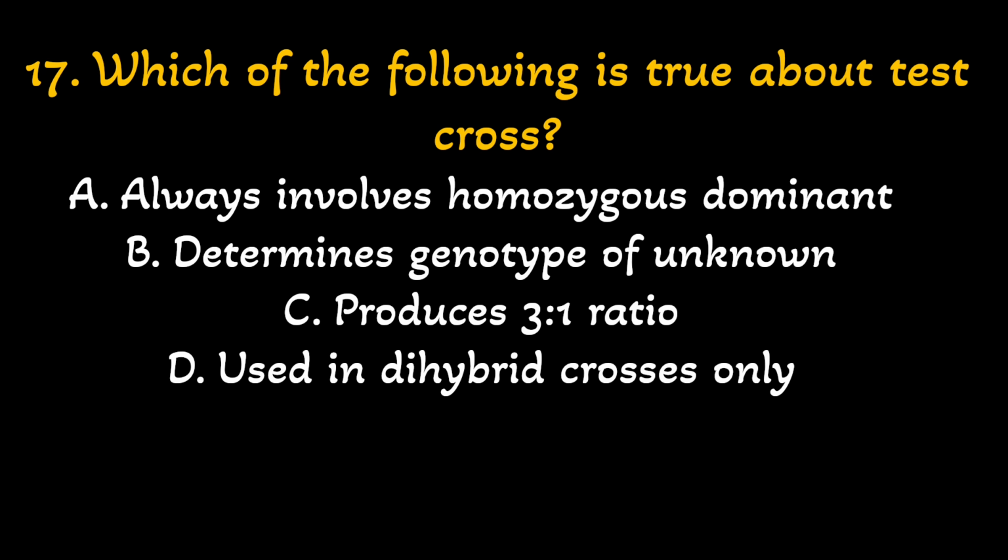Option A is always involves the homozygous dominant. B is determines the genotype of unknown. Option C is it produces a 3:1 ratio. And option D is it is used in dihybrid crosses only. So the correct answer for this question is option B, that is it determines the genotype of unknown. The explanation is that a test cross, student, involves crossing an individual with unknown genotype with a homozygous recessive individual. The offspring's phenotype reveals whether the unknown is homozygous or heterozygous. So option B, it determines the genotype of unknown, is true about the test cross.